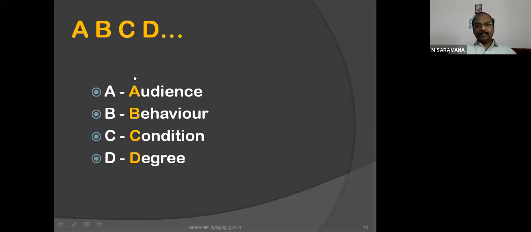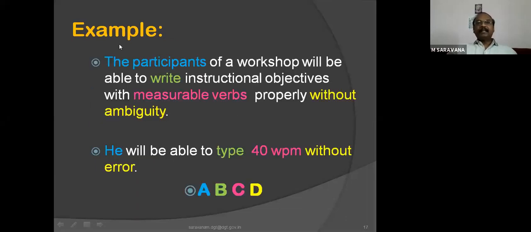To write the objectives, let us see what the ABCD method is. A stands for audience, B stands for behavior, C stands for condition, and D stands for degree. How are A, B, C, D used when writing instructional objectives? Let us see one example: the participants of a workshop will be able to write instructional objectives with measurable verbs properly without ambiguity. This may be quite a lengthy statement; we can write shorter statements also.